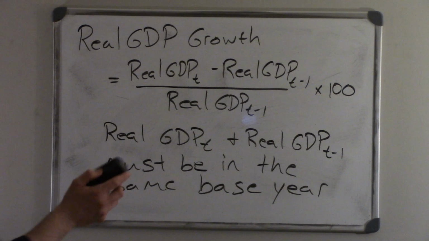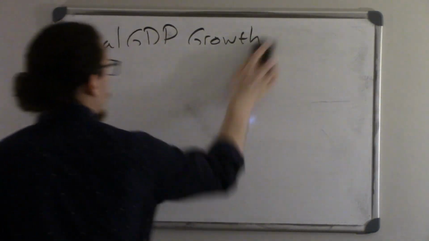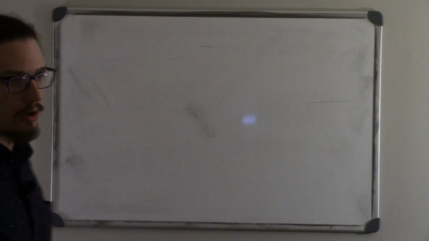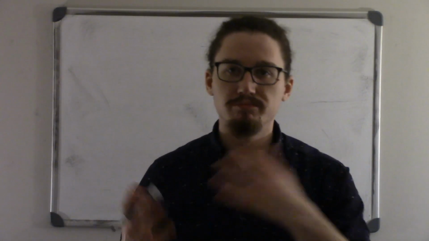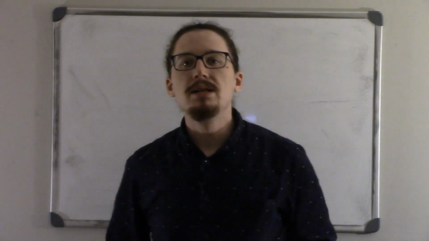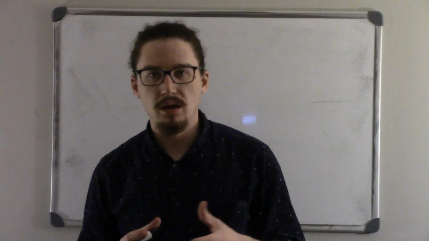We want to make sure these are in the same base year. It's written as real GDP. That's partially because you never know which one you're going to pick to do the real GDP for. But let's just do an example. Let's say that we want to find the real GDP growth rate from 2019 to 2020. So essentially the same thing we've been doing.